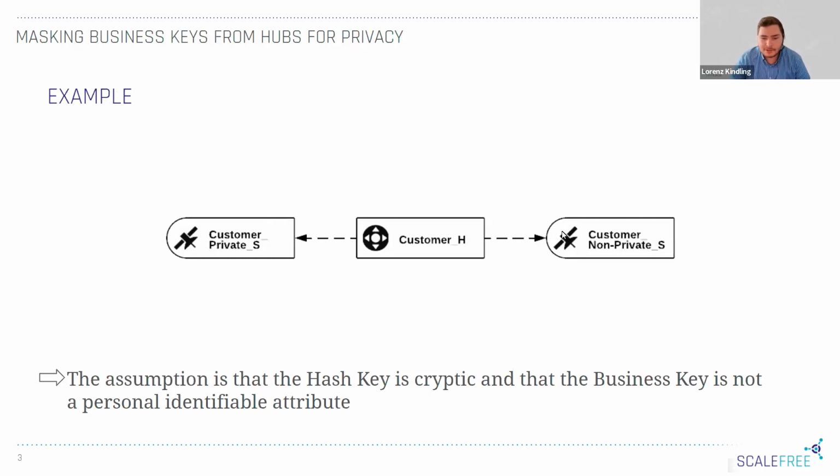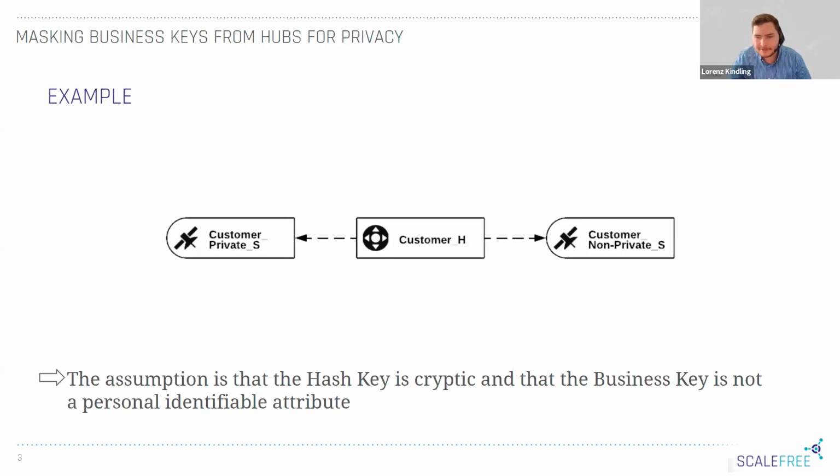And this works fine if now a customer comes to you and says he wants his data deleted. We just go into the private satellite, delete the data of this customer, and we still have information about the customer in the non-private satellite, and we still can do analysis on it, and the Data Vault model still works. But this is only fine as long as we have a business key that is not PII data itself.